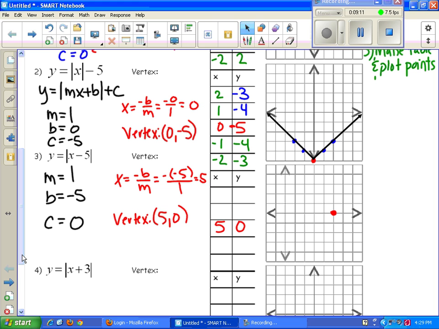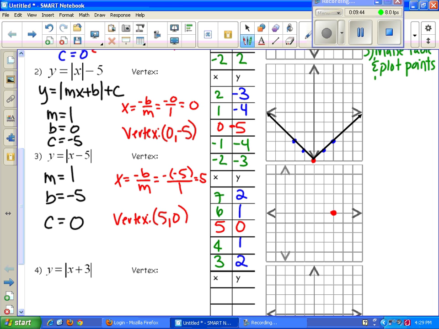So then the next thing I want to do is pick two x coordinates to the right of 5. So after 5 comes 6 and then 7. To the left of 5 would be 4 and 3. So if I plug 7 into my equation, 7 minus 5 gives me positive 2, and the absolute value of 2 is 2. If I plug in 6, 6 minus 5 is 1, the absolute value of that is 1. If I plug in 4 into my equation, 4 minus 5 is negative 1, the absolute value of that is positive 1. If I plug in 3, I would get 2.